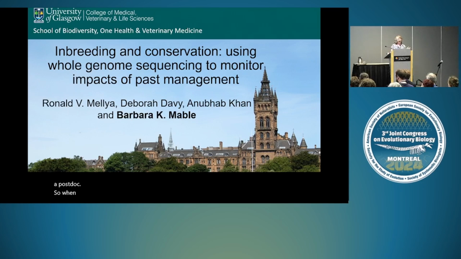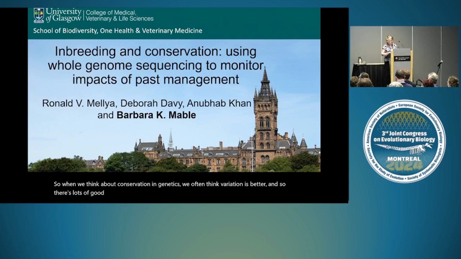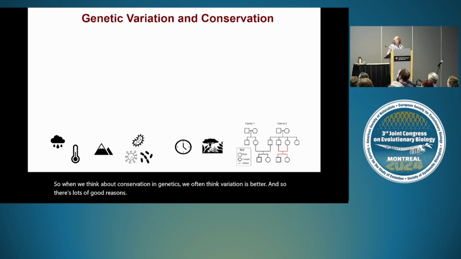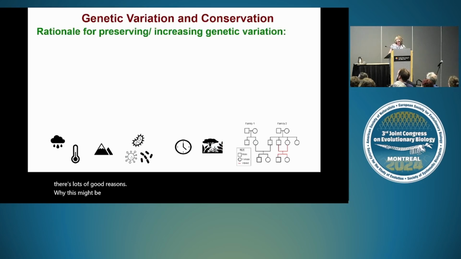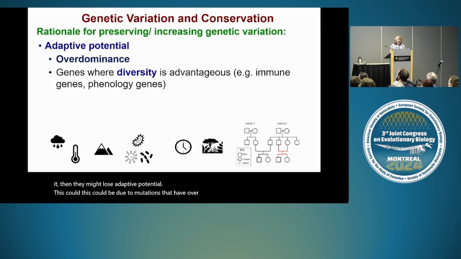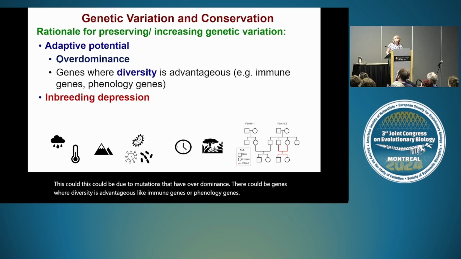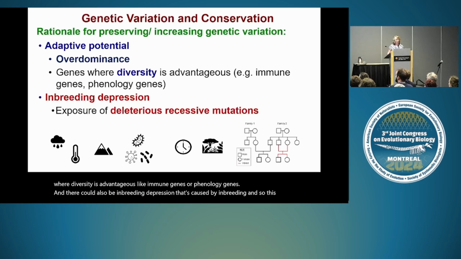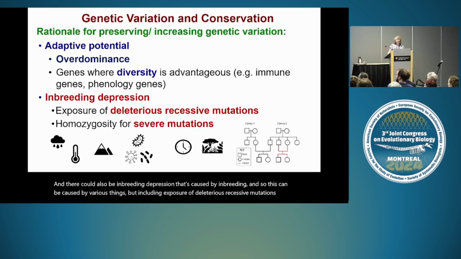So when we think about conservation, in genetics, we often think variation is better. And so there's lots of good reasons why this might be. So preserving genetic variation, we worry in small populations if they lose it, then they might lose adaptive potential. This could be due to mutations that have overdominance. There could be genes where diversity is advantageous, like immune genes or phenology genes. And there could also be inbreeding depression that's caused by inbreeding. And so this can be caused by various things, but including exposure of deleterious recessive mutations, homozygosity for severe mutations.